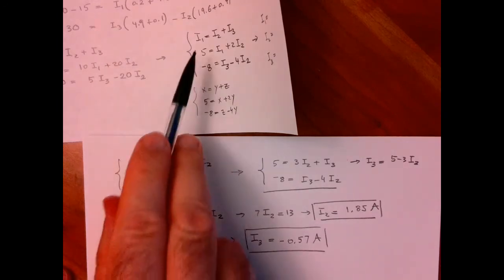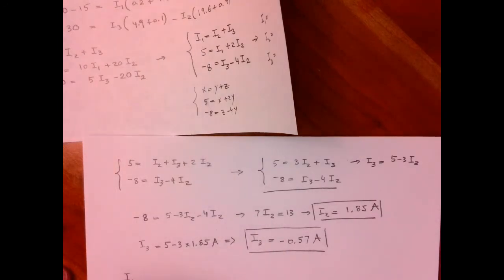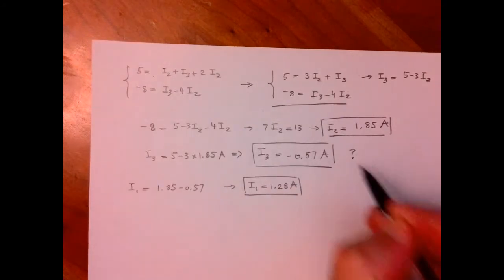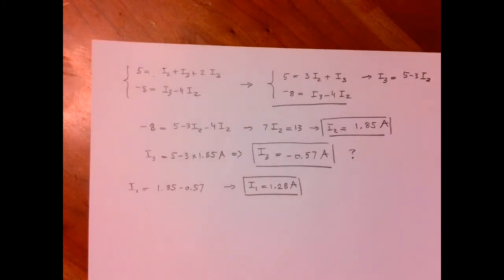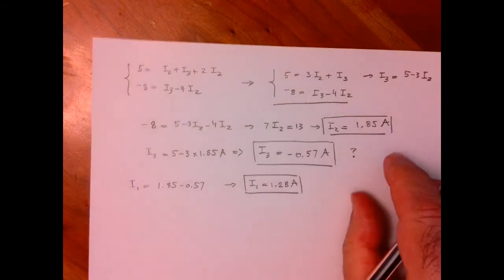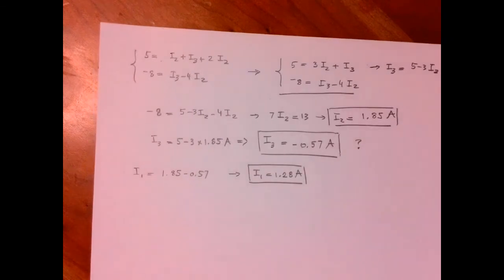And of course, if I go back to my first equation, I1 is equal to 1.85 minus 0.57, so I1 is 1.22 amps. You are probably thinking already, what happens with this negative value? What does it mean? Well, it means that the direction of the current that I chose originally was wrong.